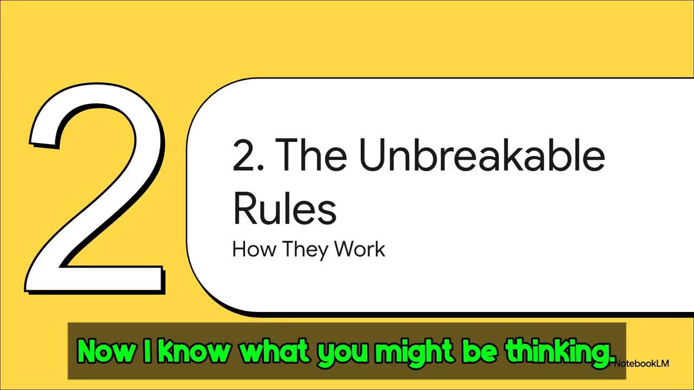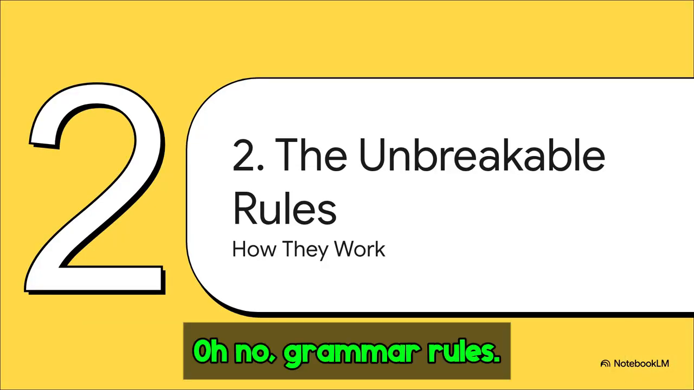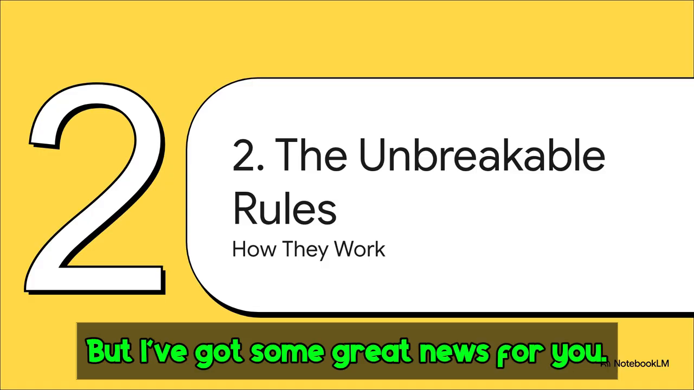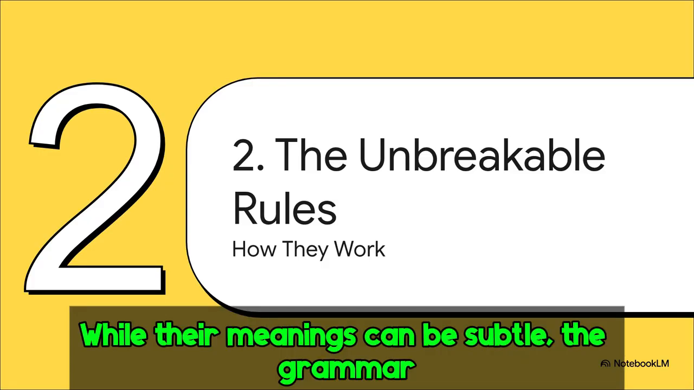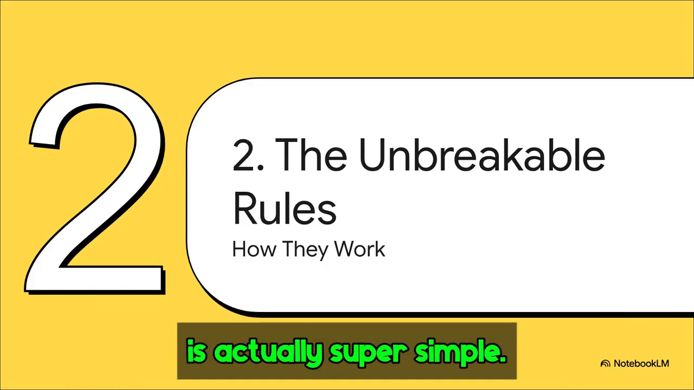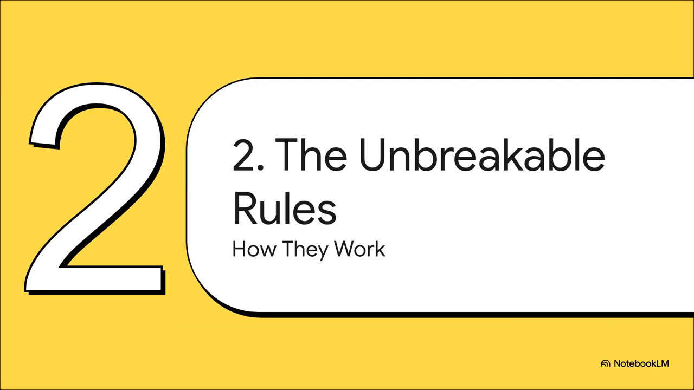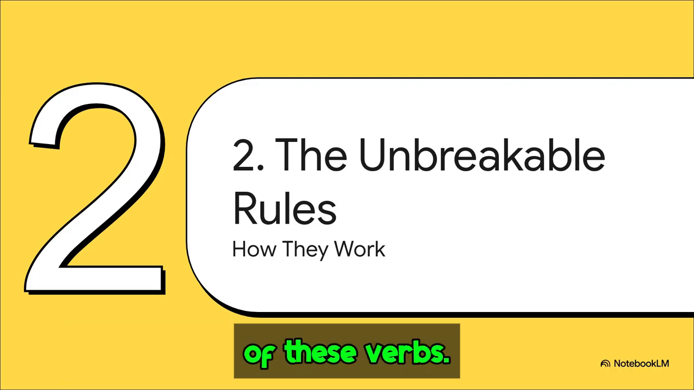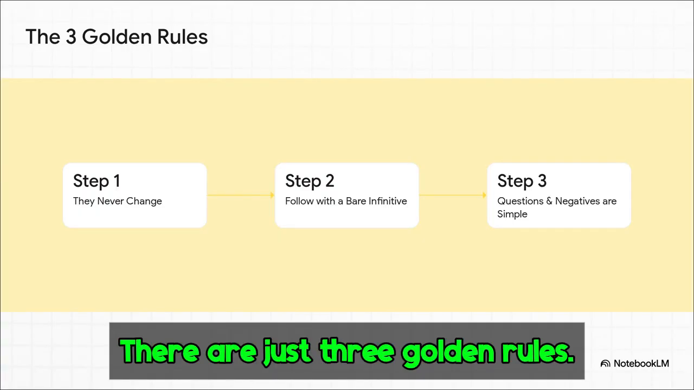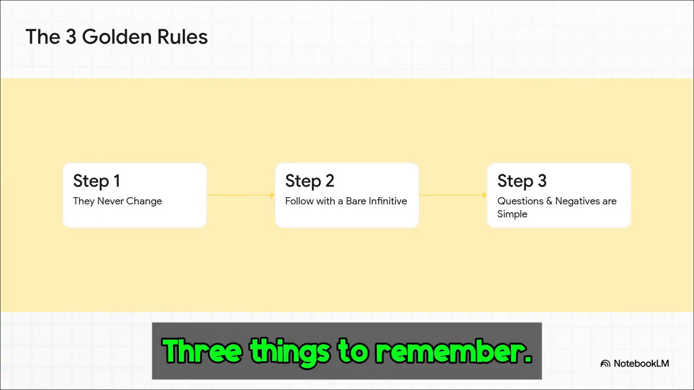Now, I know what you might be thinking. Oh no, grammar rules. But I've got some great news for you. While their meanings can be subtle, the grammar is actually super simple. Think of these next few slides as your universal user manual. The same rules apply to every single one of these verbs. There are just 3 golden rules. That's it. 3 things to remember.